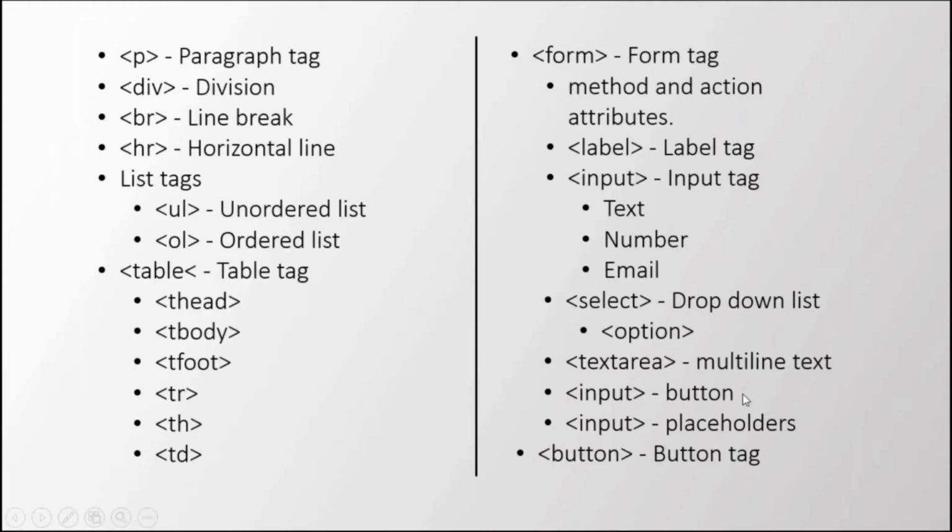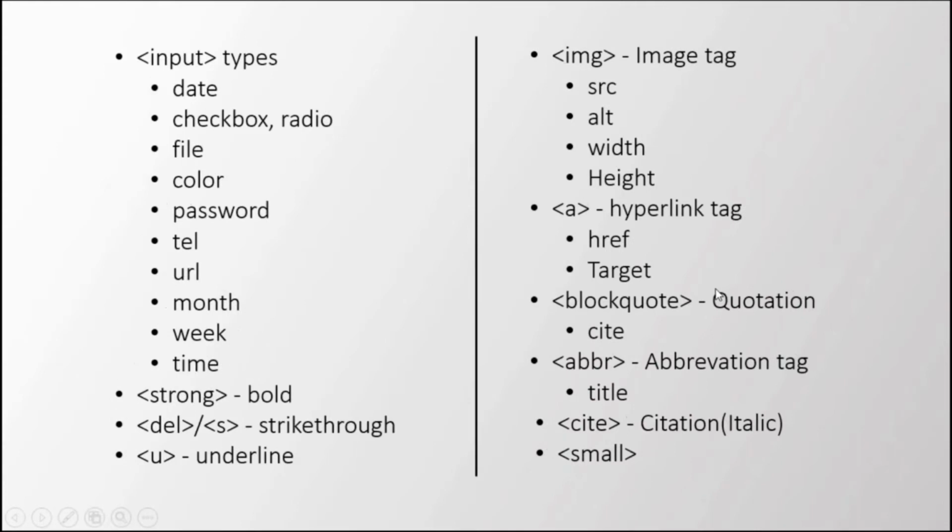Yeah, we have covered the placeholders. We have covered buttons. So these are the input types. We have seen only some. We have seen date, checkbox and radio. File: the file input type will allow you to upload a file, you can browse a file, select it, so that it can be uploaded to server.